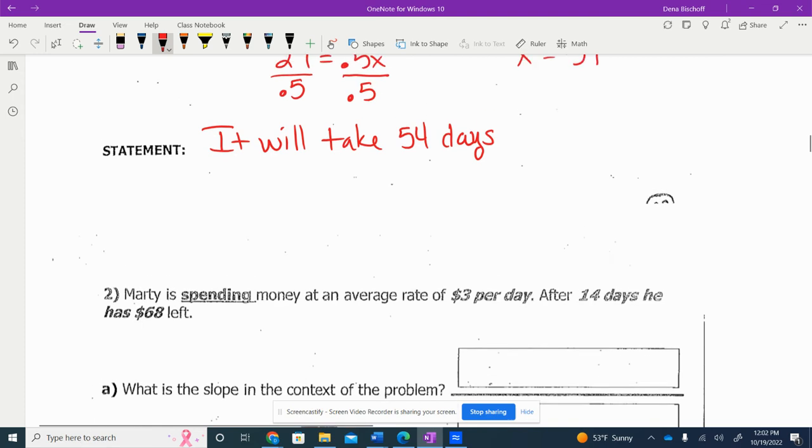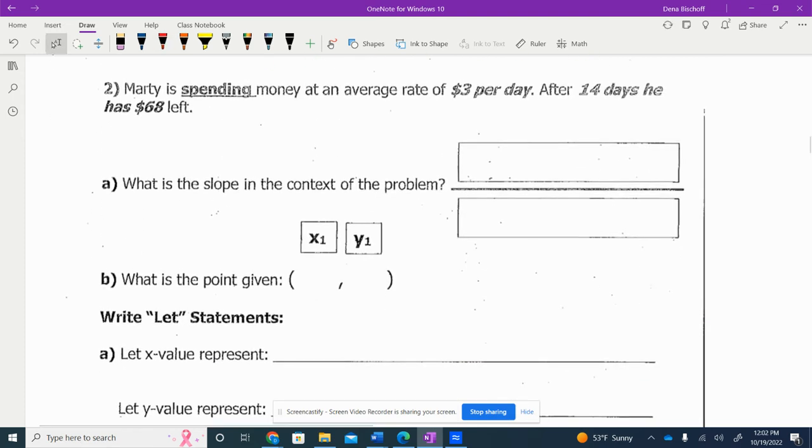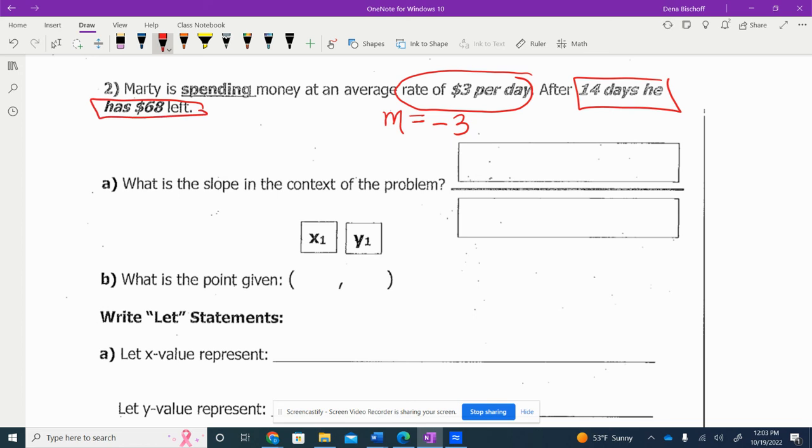Okay, they go fast. So Marty is spending money at an average rate of $3 per day. That rate stands for my what? M, but I'm spending it. How do I show that I'm spending the money? -3. After 14 days, he has $68. That's my ordered pair. 14 days, I have $68.